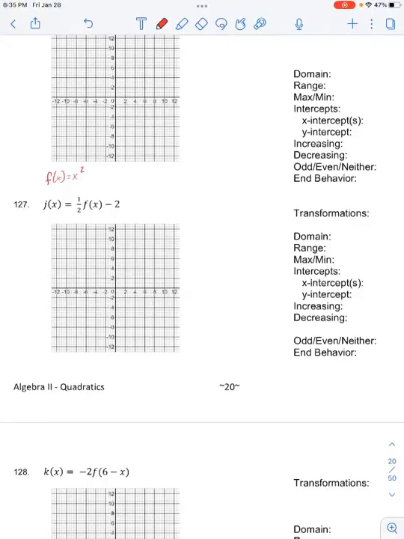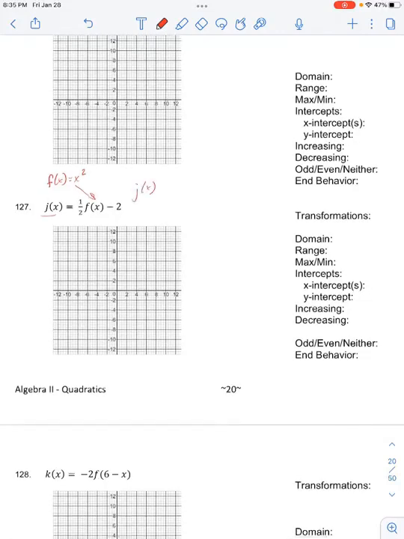Number 127, your classwork for quadratic functions asks you to perform a transformation on a function f of x. So here we have a j of x given by 1/2 f of x minus 2. If we just plug in this f of x into our j of x equation, we have j of x equals 1/2 x squared minus 2.